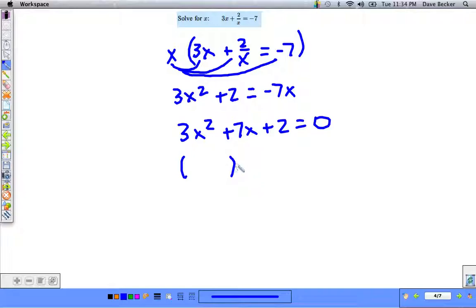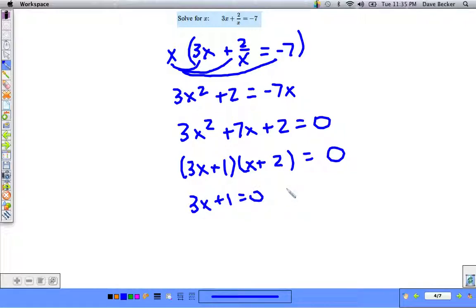And I could do the split the terms thing if I wanted to. 3 times 2 is 6. Factors of 6 that give me 7. That'd be easy, 6 and 1. And I could split the terms. But this isn't so bad because I know that this has to be 3x and x. I know that these have to be positive because my last term is positive and my middle term is positive. And there's only 2 factors of 2, 2 and 1. It's a prime number. And the 2 would have to go here and the 1 would have to go here in order to get 7x in the middle.